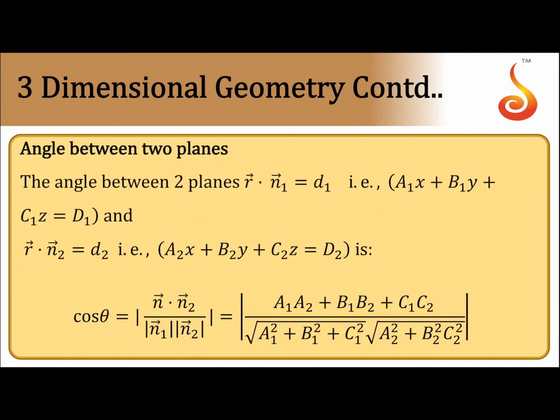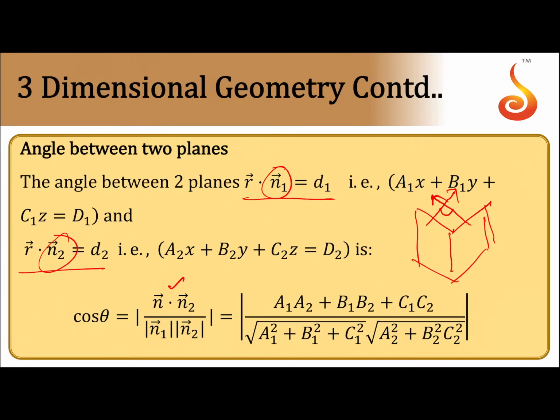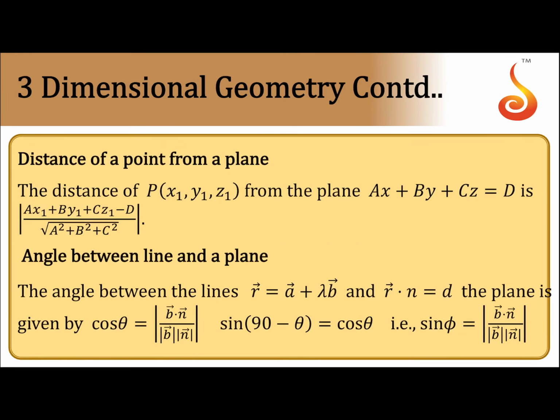And now let me take up the angle between two planes. R dot n1 equals d1 and R dot n2 equals d2 are the two planes. Then the angle between the two planes is nothing but the angle between their corresponding normals. Let me take this as one plane and this as another plane. So the angle between n1 and n2: cos theta is equal to n1 dot n2 by mod n1 mod n2, which represents the angle between the two planes.